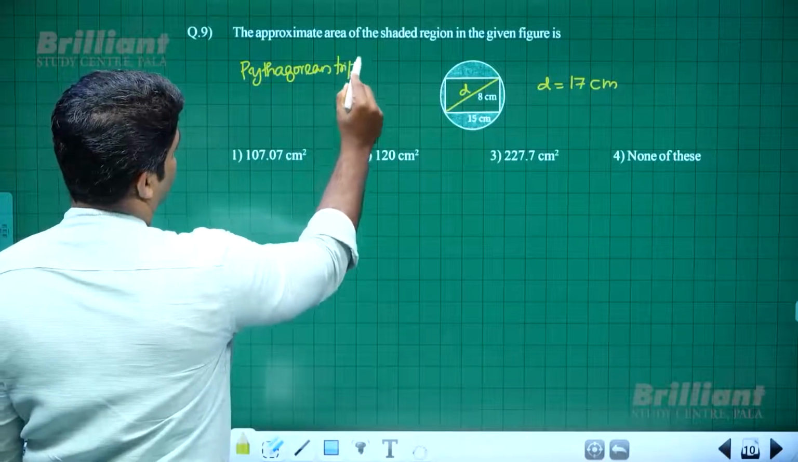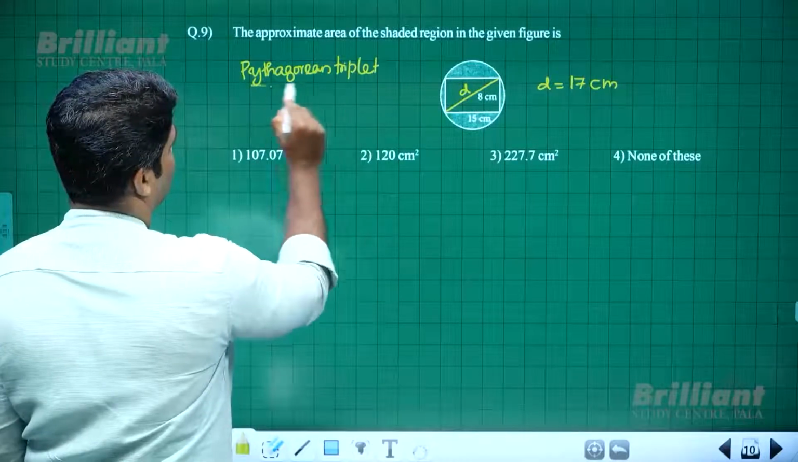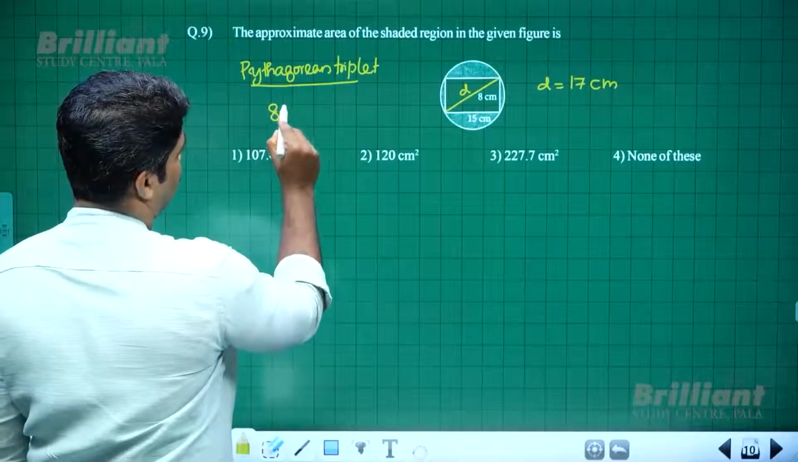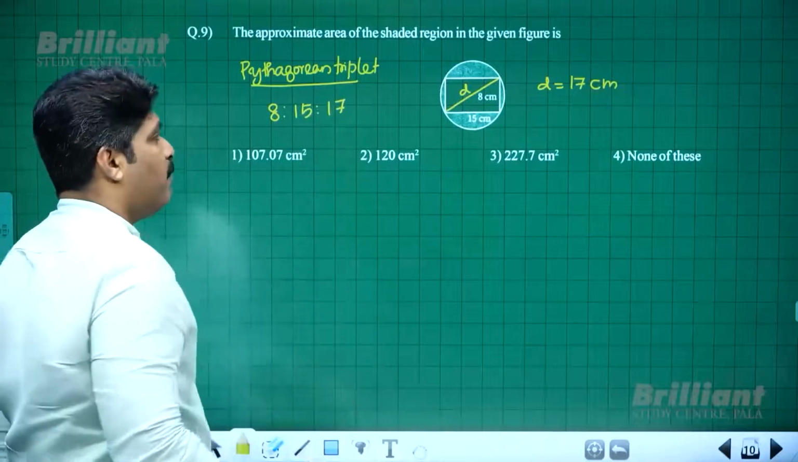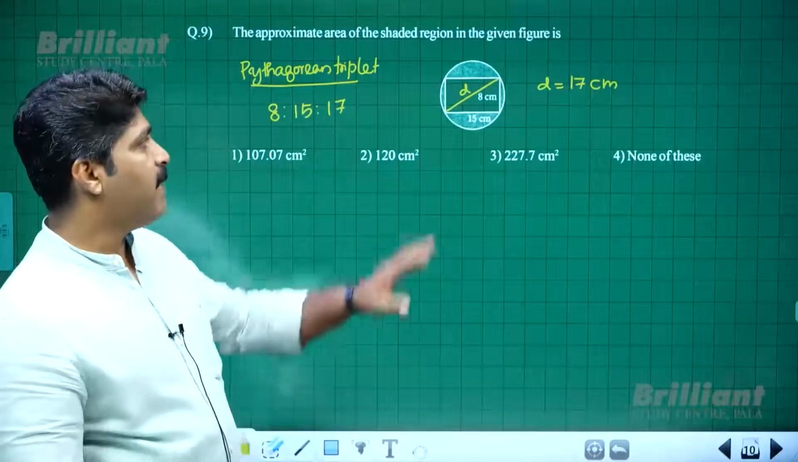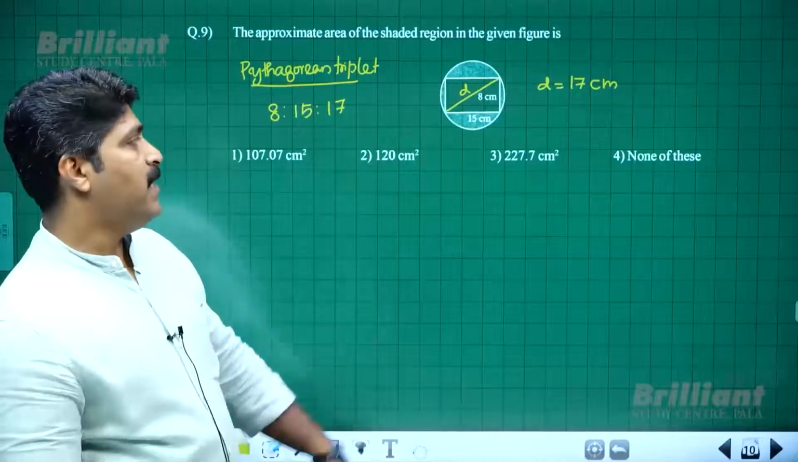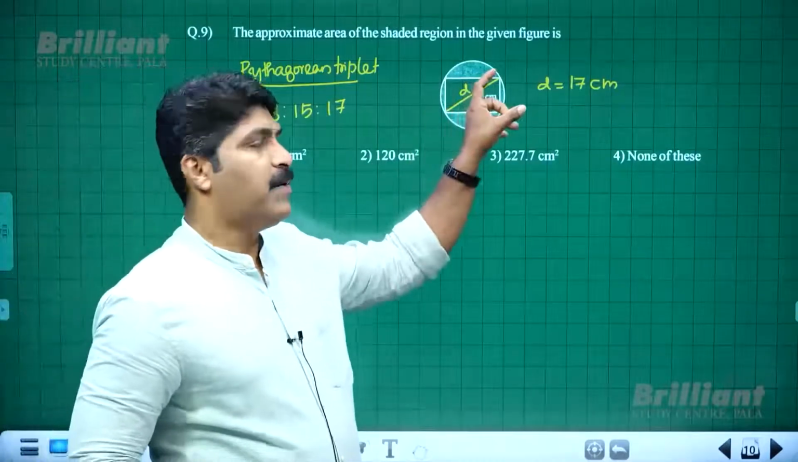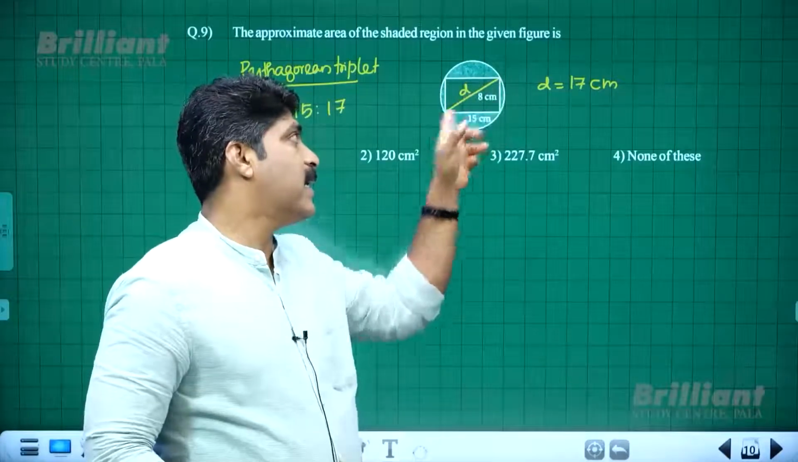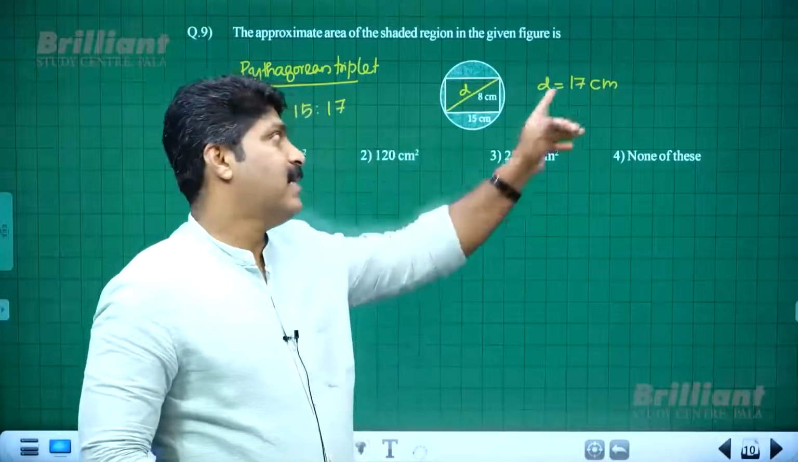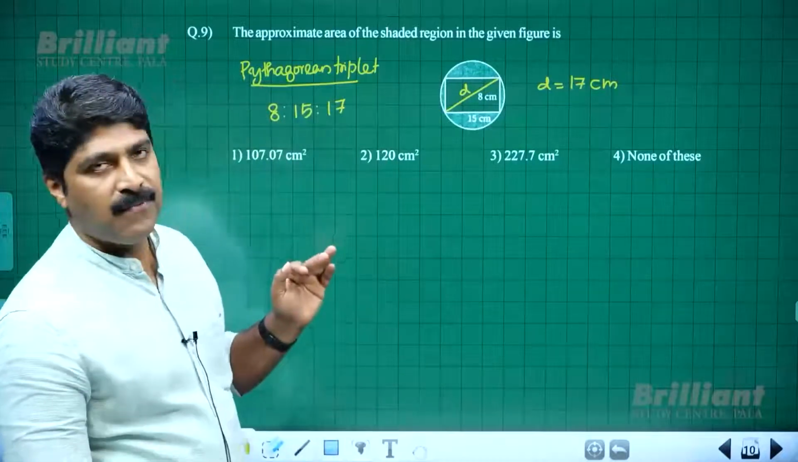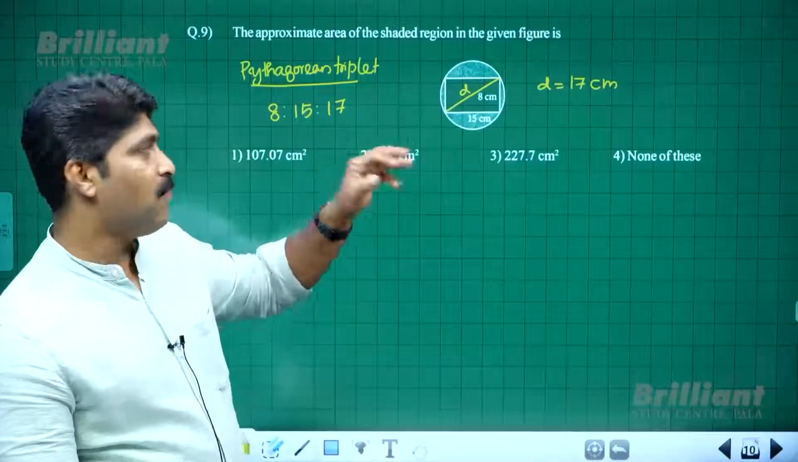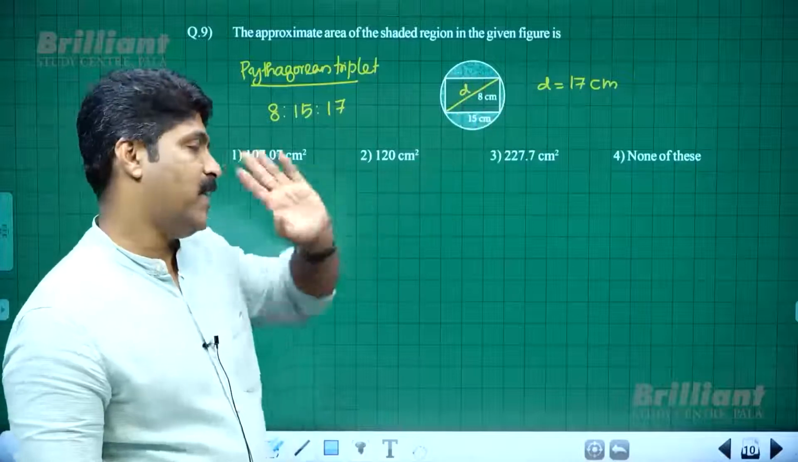Pythagorean triplets. So which is the Pythagorean triplet here? 8, 15, 17. If you memorize this Pythagorean triplet, we can apply it directly here. So that means if the base is 15 and the height or altitude is 8, then the hypotenuse of that triangle is 17 centimeter. Otherwise, you have to apply Pythagoras theorem for finding the diameter. That is root of 15 square plus 8 square.